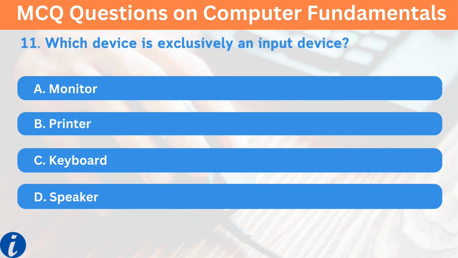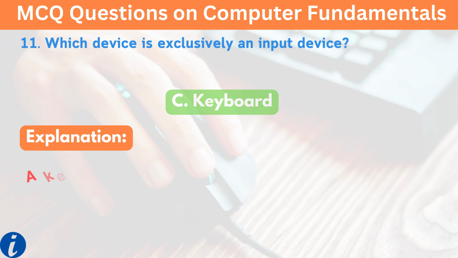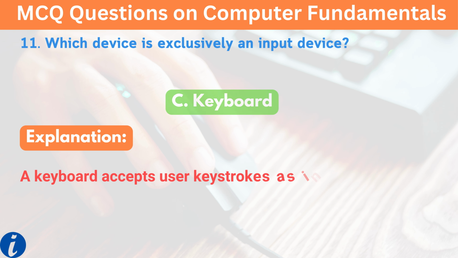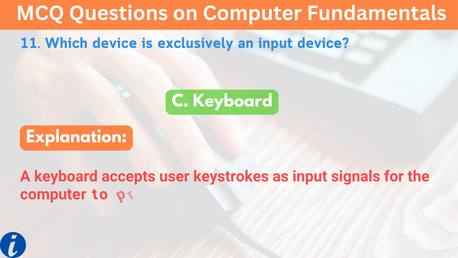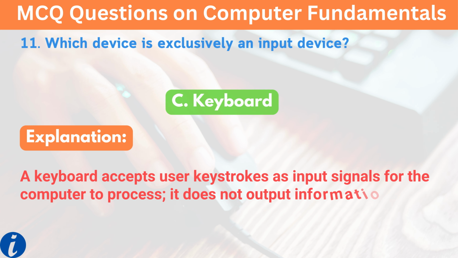11. Which device is exclusively an input device? A. Monitor. B. Printer. C. Keyboard. D. Speaker. The correct answer is C. Keyboard. Explanation: A keyboard accepts user keystrokes as input signals for the computer to process. It does not output information.